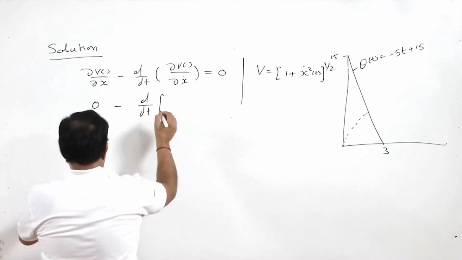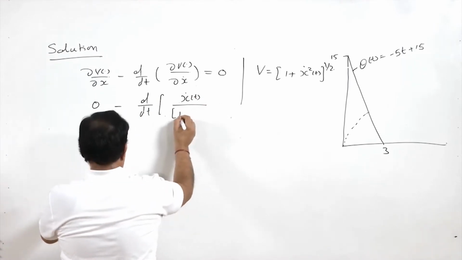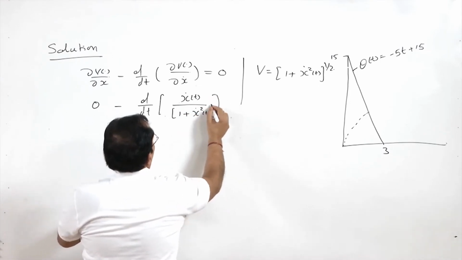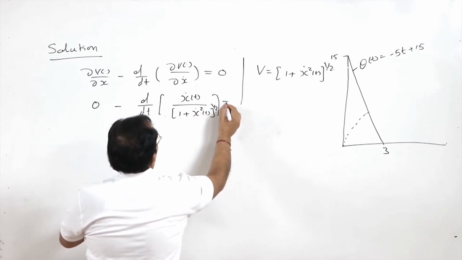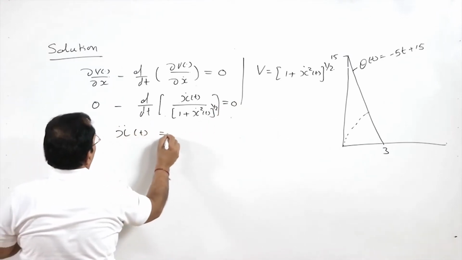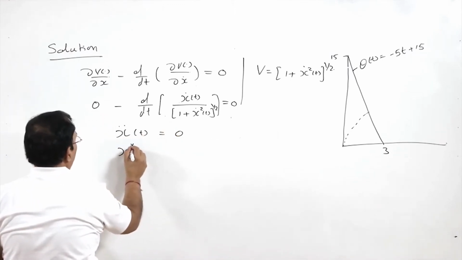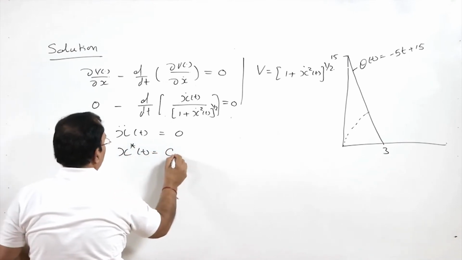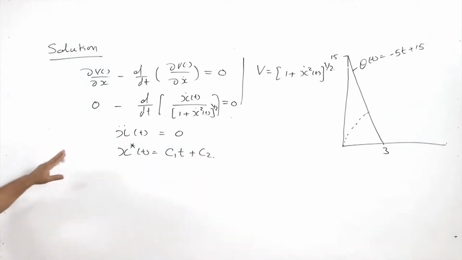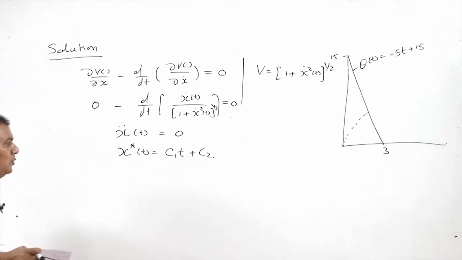D by dt of x dot t by (1 plus x dot square t) to the power half, that is equal to 0. So, this gives us x double dot t equals 0, and the solution of this, my optimal x star t, is C1 t plus C2. Using the boundary conditions, my objective is to find the constants C1 and C2.